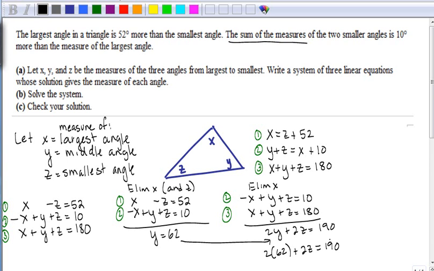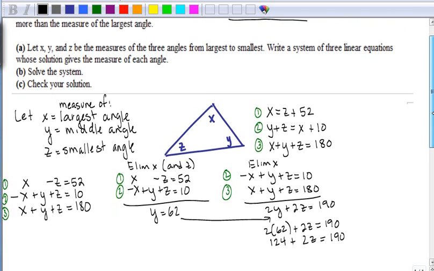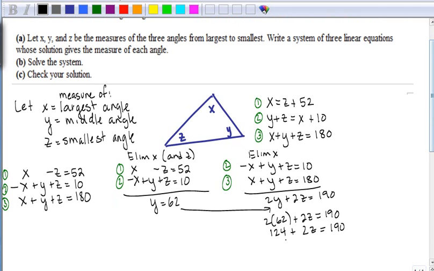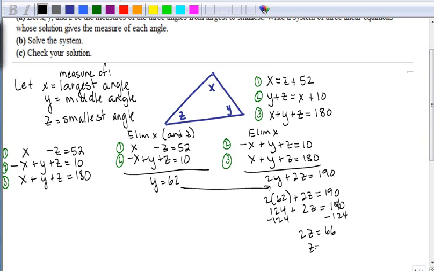So what would that be? Well, 2 times 62 is 124. I hope that's right. I think that's good. Plus 2z equals 190. So then we're going to subtract 124 from both sides. So what would that be? Let's see, that would be a 6, 8. So I think that would be 66. Hopefully that's right. And it looks good to me. So z turns out to be, let's scroll down a little bit more, dividing by 2, 33.